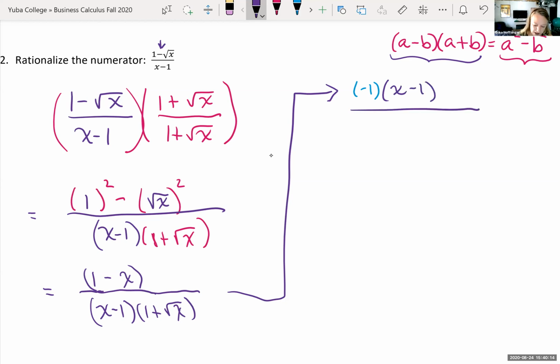all over my denominator, which was x minus 1 in parentheses, and then times parentheses 1 plus square root of x. And so notice that we have common factors that we can simplify, x minus 1. And so this would leave us with the numerator of negative 1 all over 1 plus square root of x.